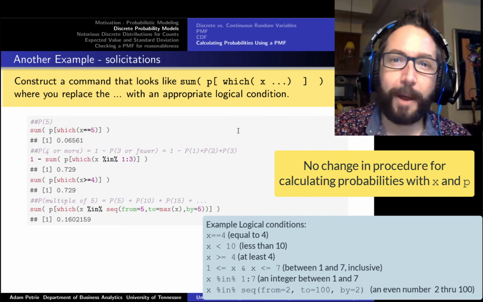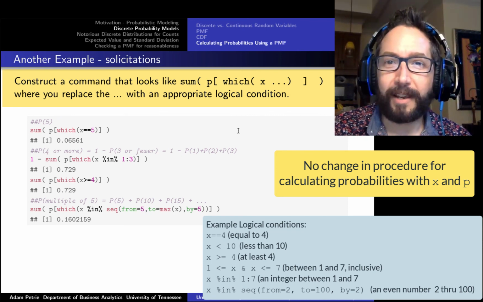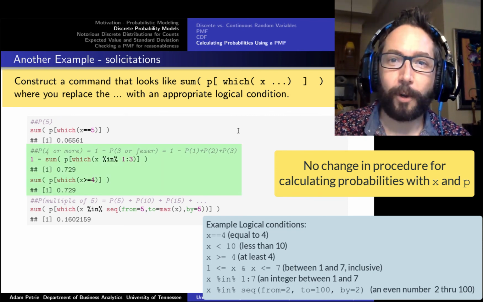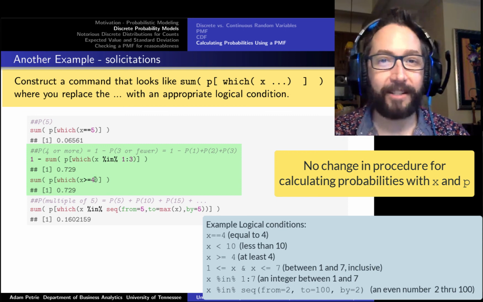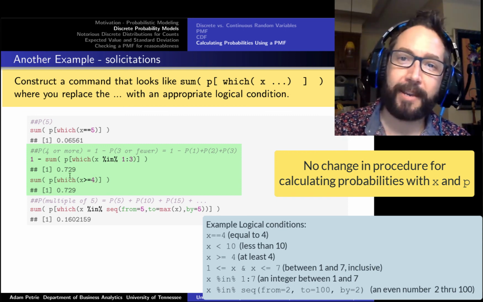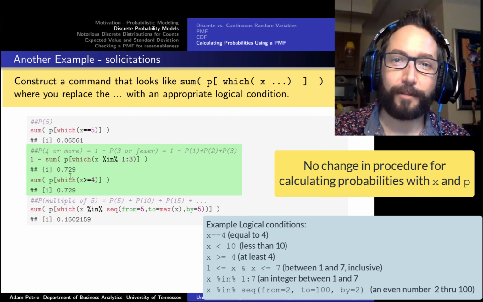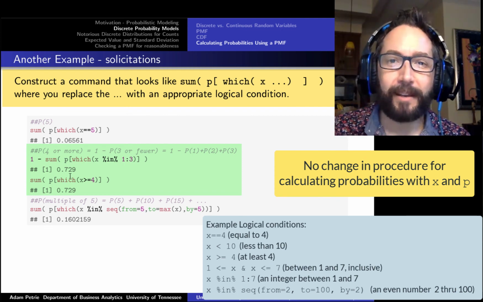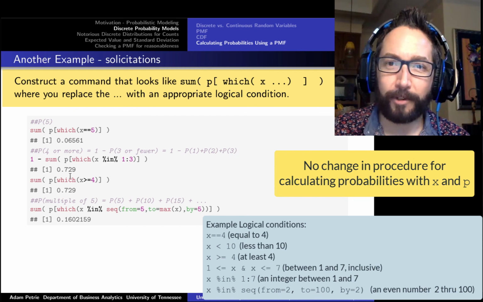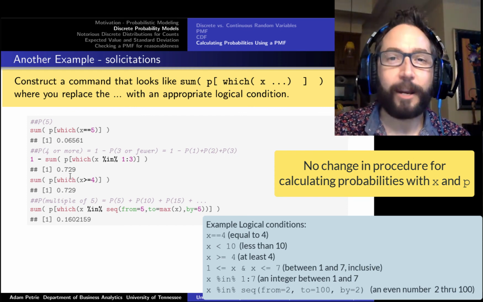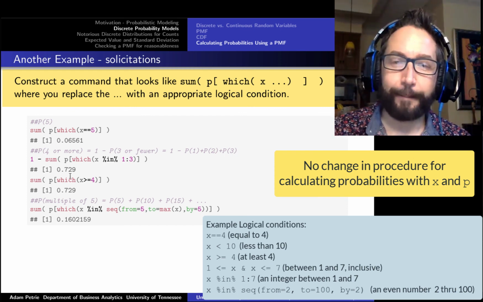I want to know what's the probability of x being, say, greater than or equal to 4. Well, I write out my logical condition, x greater than or equal to 4, wrapped inside of a which function, wrap that inside of square brackets, referencing p, and then take the sum of those values. So we're automatically having R extract the values of p that correspond to events that we're interested in, values of 4 or bigger, and we're summing those up all in one line.